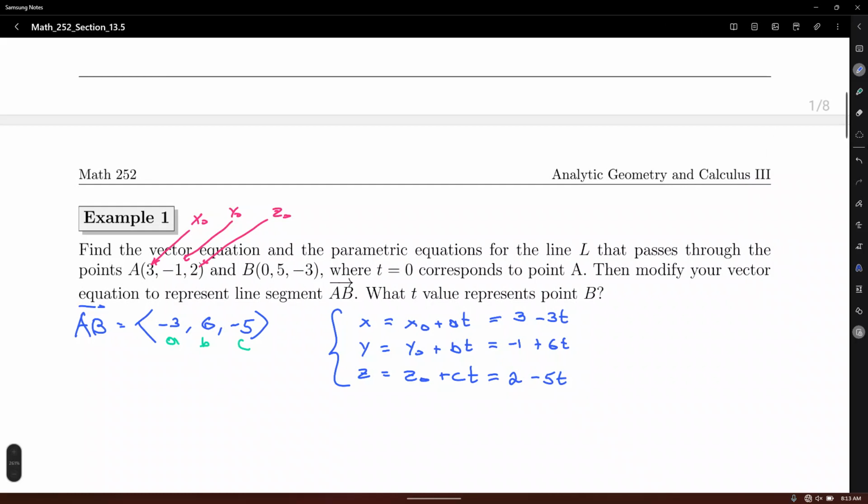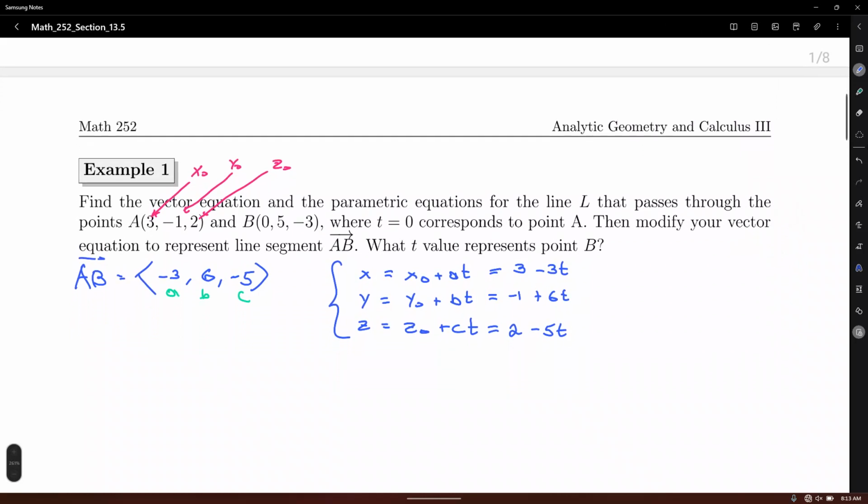Okay, let's turn this into vector notation. I'm going to write this simply as r of t, like f of x. This is the first time we introduce functions in function notation, like f of x, but this is r of t, which is in component form. That is 3 minus 3t, -1 plus 6t, 2 minus 5t. So that's how it looks in vector notation.